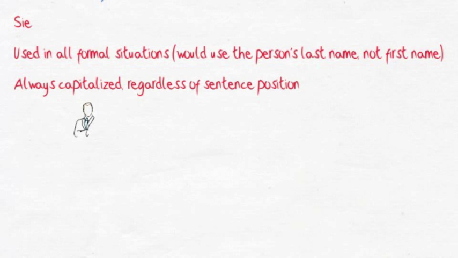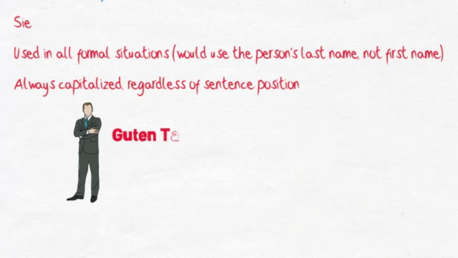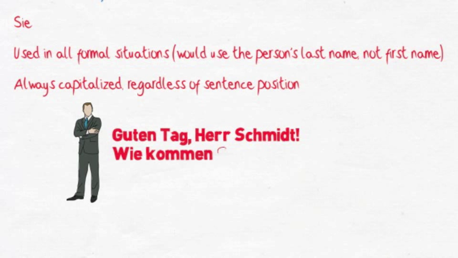You can be informal with your 90-year-old grandmother, but you have to be formal with a 25-year-old salesperson at the store. What matters here is whether you are on a first-name basis with the person. If you're not, you have to use Sie. And as you'll notice in the examples, it's going to be capitalized regardless of sentence position.